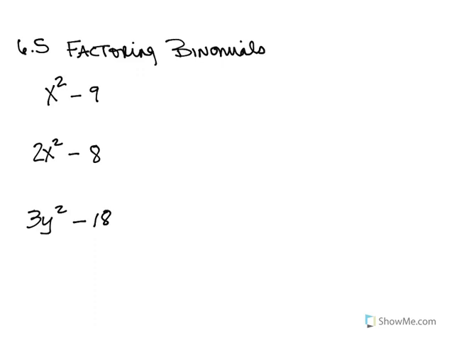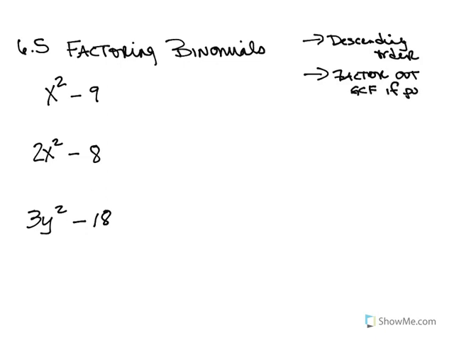Okay, so 6.5 is factoring binomials. When we're looking at binomials, it means it's two terms. First, as always, you check for descending order. Then you factor out a GCF if possible, right? Then what you do is you check for difference of two squares.